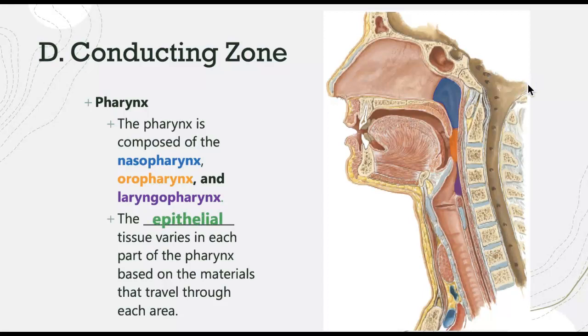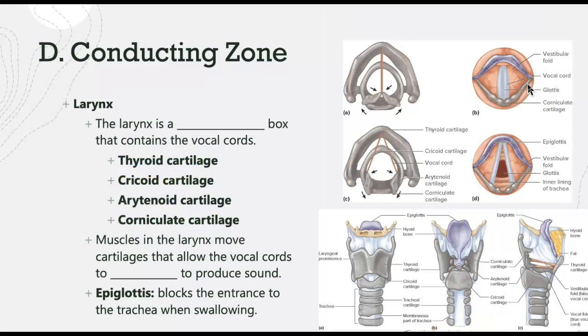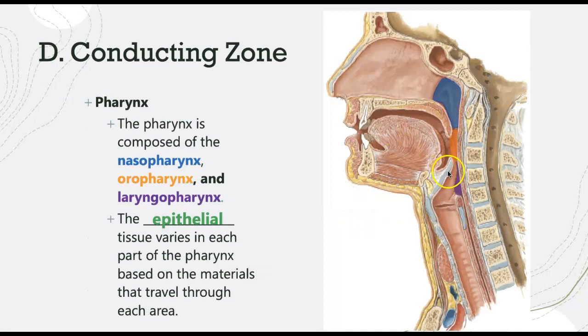Now, the epithelial tissue here is going to vary in the pharynx based on the materials that travel through each area. Continuing on down from the pharynx, and actually let me back up really quick here. Since we're breathing air in, this epiglottis, a part of the larynx, is going to stay up for the air to move in anteriorly here. If we were to ingest any food or fluid, this epiglottis would move down and the food and fluid would move backward into the esophagus.